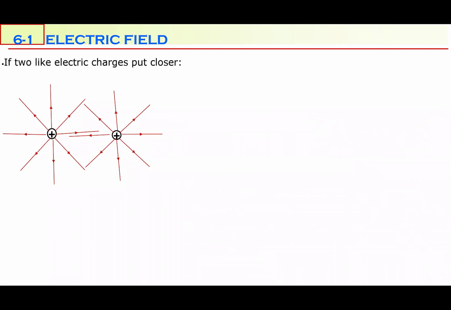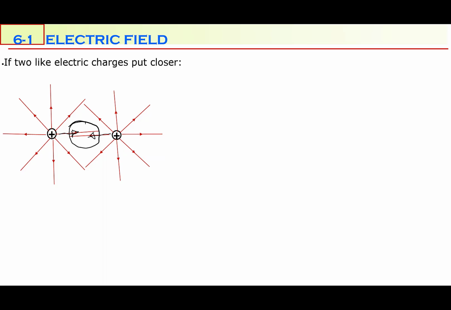All right. What if charges are like charges? One positive, another positive. Look at the direction of the electric fields in here. Are they in the same direction? No. They're opposite. Opposite vectors, what do opposite vectors do? They cancel each other. If they cancel each other, what happens to electric field?